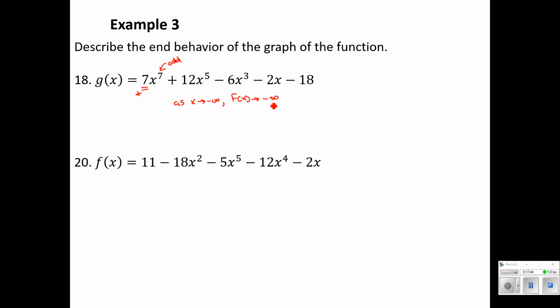So the height is approaching negative infinity. And as x approaches positive infinity, that's to say it moves to the right, then the height is increasing, approaching positive infinity.